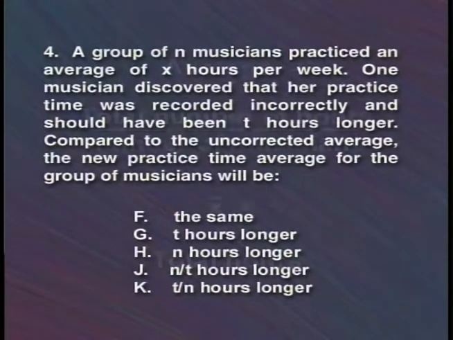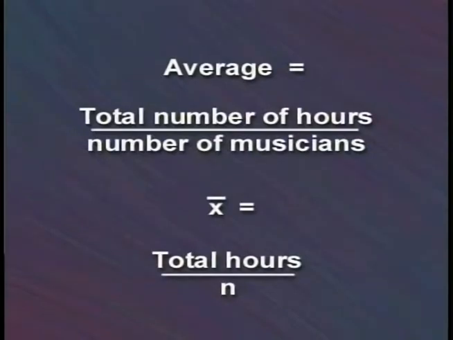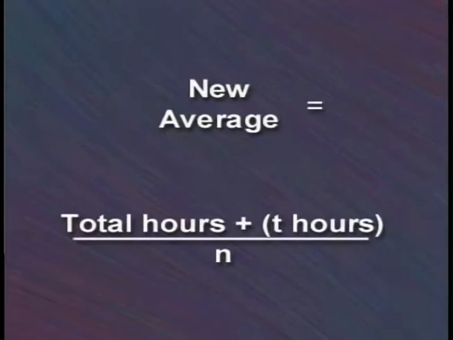The average is calculated by taking the total number of hours for all the musicians divided by the number of musicians. In symbolic terms, X equals total hours divided by N, the number of musicians. Now, one musician says her time should be T hours longer. What does this do to our average? Well, the new average would be the total hours plus T, still divided by N. How much longer is the new average?